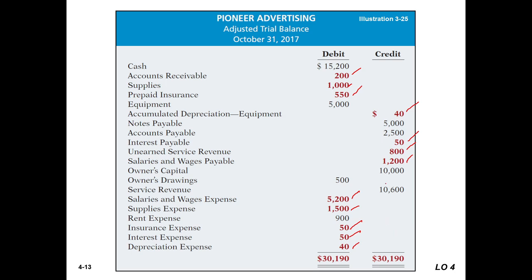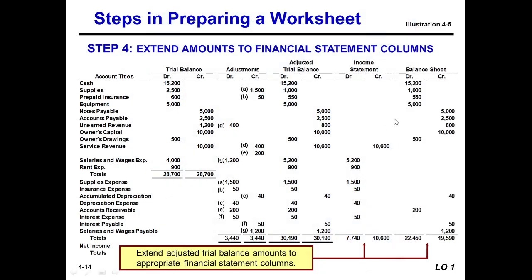Okay, now this is the income statement and balance sheet. That means the financial statements column, extended amounts to the financial statement column. Just this amount, this is the cash. Cash is the balance sheet item. This is the balance sheet item, and this is the supplies. Supplies 1000. This is also a balance sheet item. Then here, this is the prepaid insurance. This prepaid insurance 550. And equipment, this is also a balance sheet item.